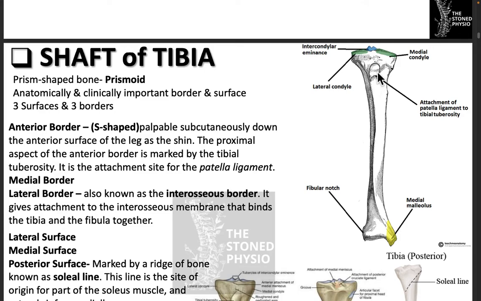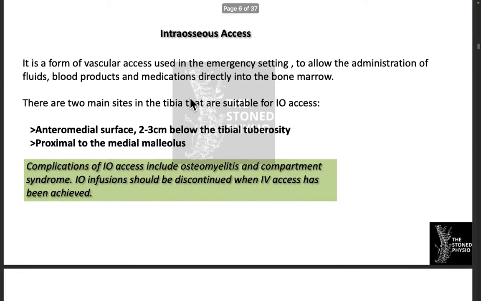So it means either this particular part of the bone or this particular part of the bone. We have to access either of these regions, and then we can administer these medications or these fluids or these blood products to the inner part of the bone, the bone marrow. Okay, so we can see here we have got two different sites in the tibia where we can go for the intraosseous access. Either it is the anteromedial surface, 2 to 3 centimeters below the tibial tuberosity.